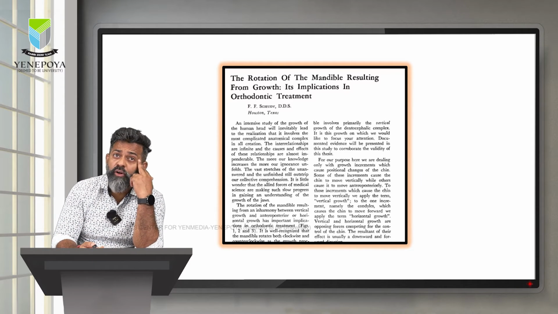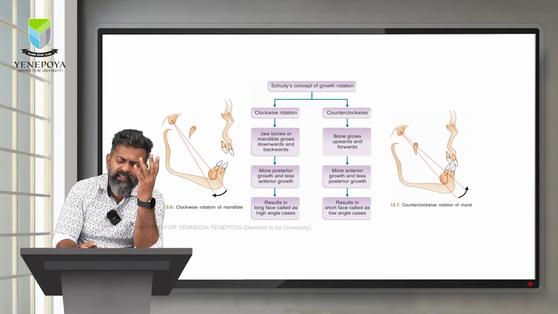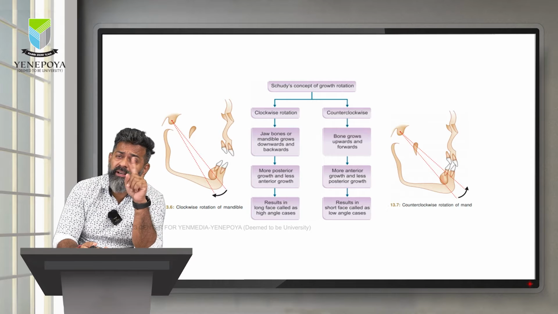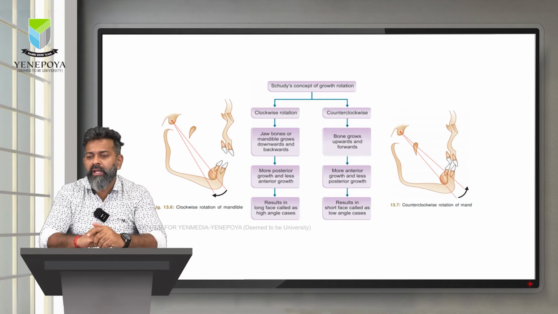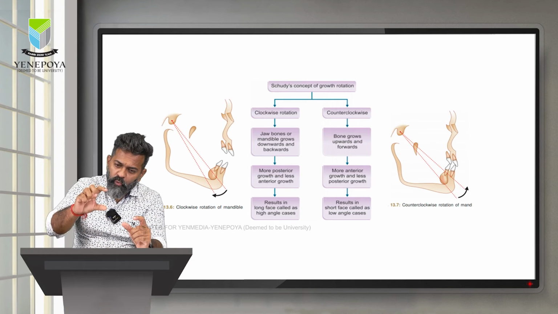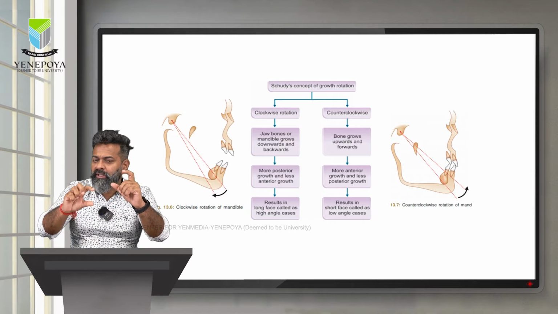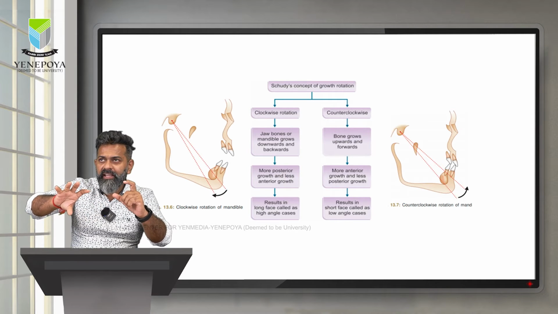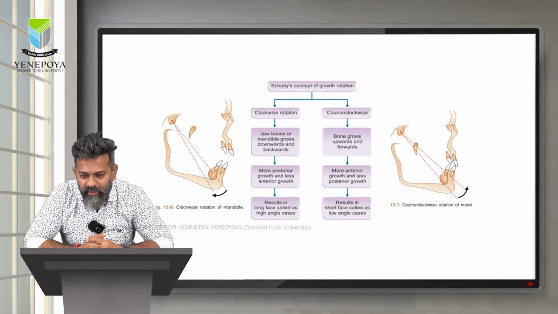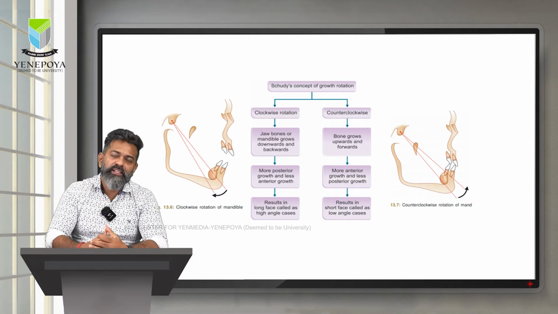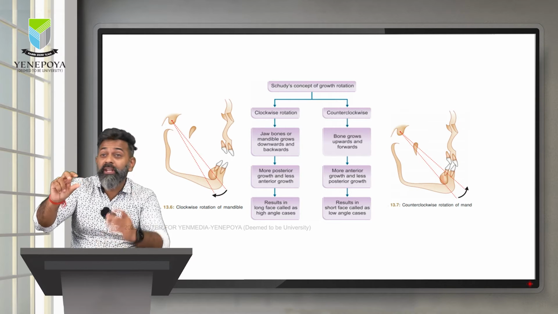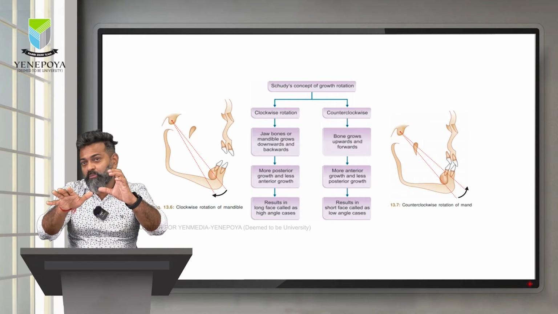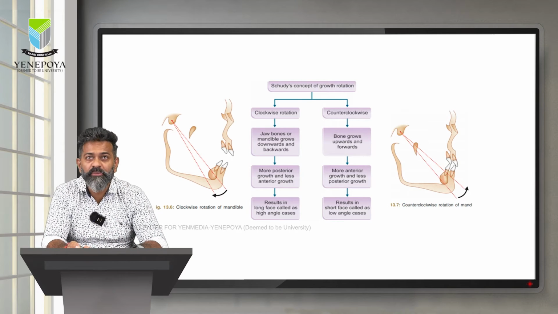Now, there is another great man called Schudy. He also spoke about rotation of the mandible resulting from growth. Then what did he say? He said the jaw grows in two directions, clockwise and counterclockwise. How is that? He compared vertical eruption of the molar to the condylar growth. If the vertical eruption of the molar is less compared to the condylar growth, then the mandible tends to grow anteriorly and upward. This will give us a more closed bite. In case the vertical molar eruption is faster than the growth of the condyle, then the mandible tends to rotate more backward and downward. This is the main concept given by Schudy.